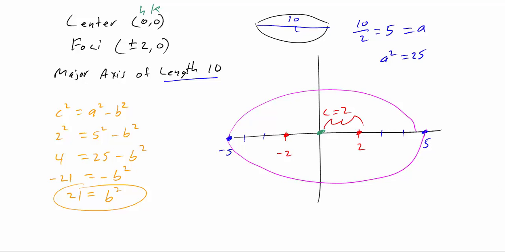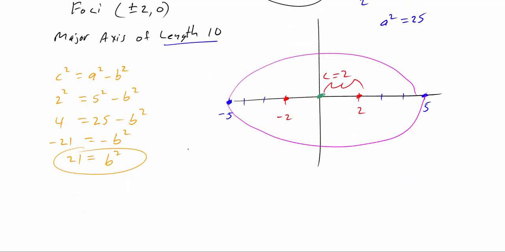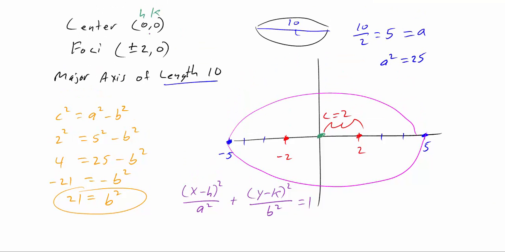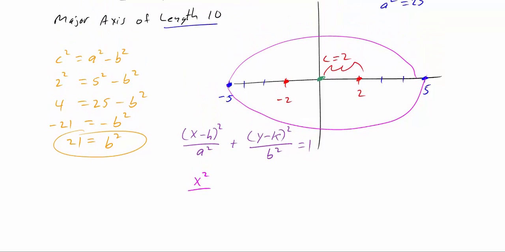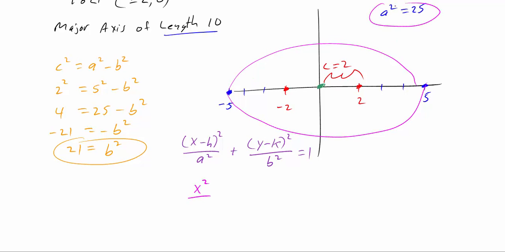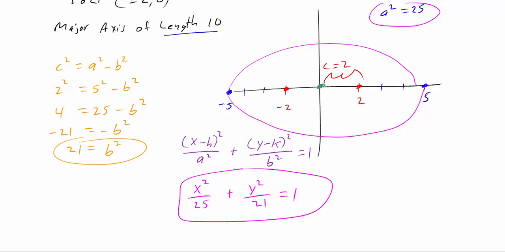And we can simply plug into our formula. Now, because this one is going to be horizontal, we're going to use x minus h squared over a squared. So the a squared is under the x minus h, plus y minus k squared over b squared is equal to 1. So if we substitute in, we know that once again our h and k are 0 because of being centered at the origin. So x minus 0 would just be simply x squared over a squared. And we know that a squared, from up here, we calculated to be 25. And then we would once again have y squared over b squared, which we found to be 21. And we have our standard form of the equation: x squared over 25 plus y squared over 21 equals 1.